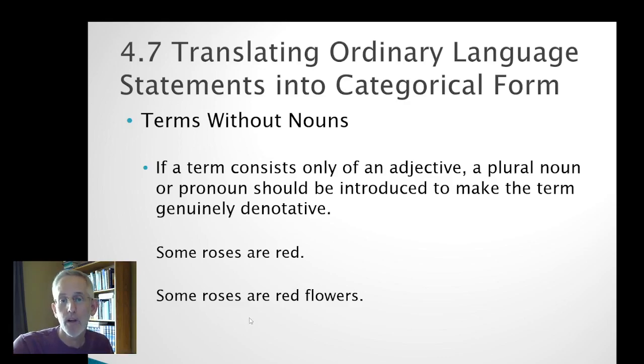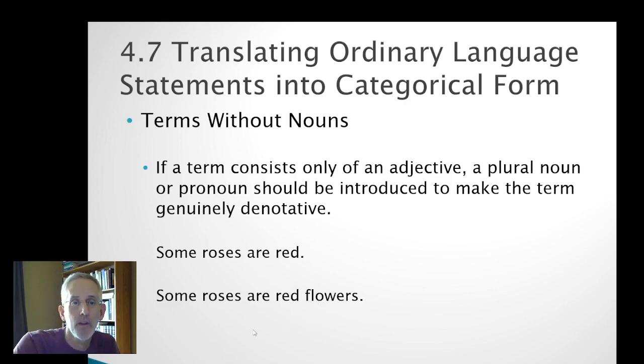But the goal here is to make sure that you're actually dealing with a noun. Both the subject and the predicate have to be a noun or a noun phrase. They have to refer to an object, and red is a property of an object. It's not actually an object itself. Okay, so you translate statements that lack a noun and only have an adjective there into some kind of noun phrase. So in this case, it's translated as red flowers or red things or red objects.